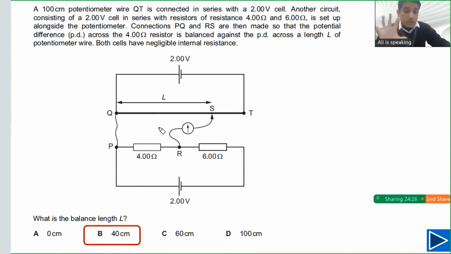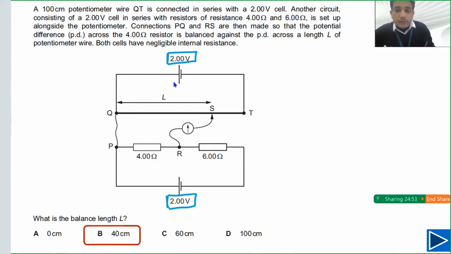We can answer just by looking at this one, because this one is 2 volts, this is also 2 volts, and this total resistance is 10, and this one is 100, so it means it has to be 40. This is just by looking at it, but let me explain to you step by step how we can answer this.